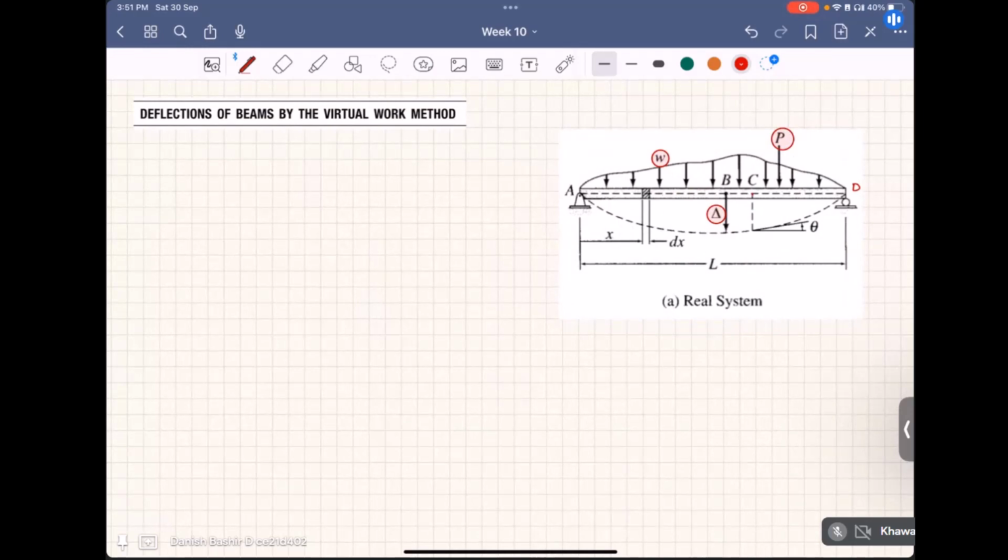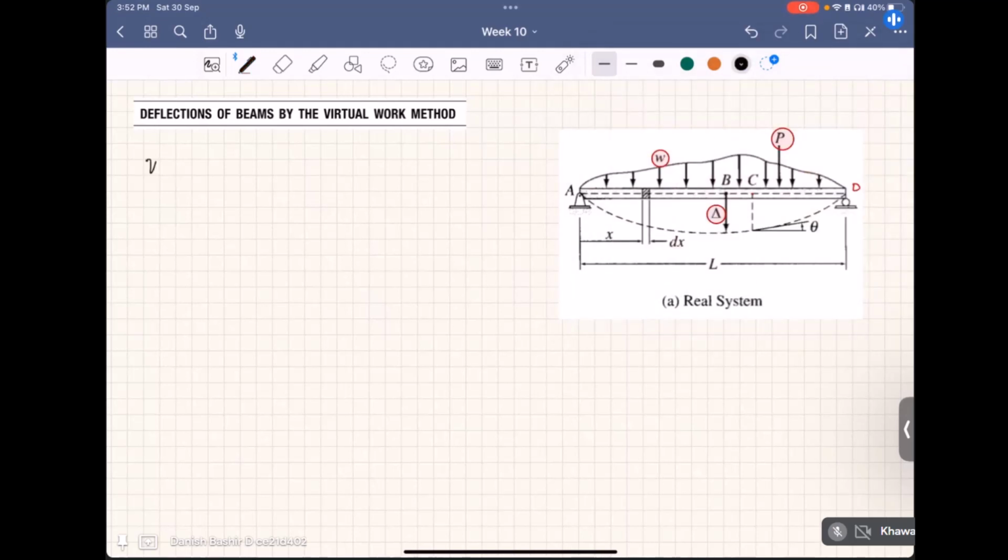Same thing, in order to determine the deflection at point B, as I already told in the trusses, we have to consider a virtual system or the fictitious system, in which we apply a fictitious 1 kN load in a vertical direction at point B. So we will consider a virtual system for this.